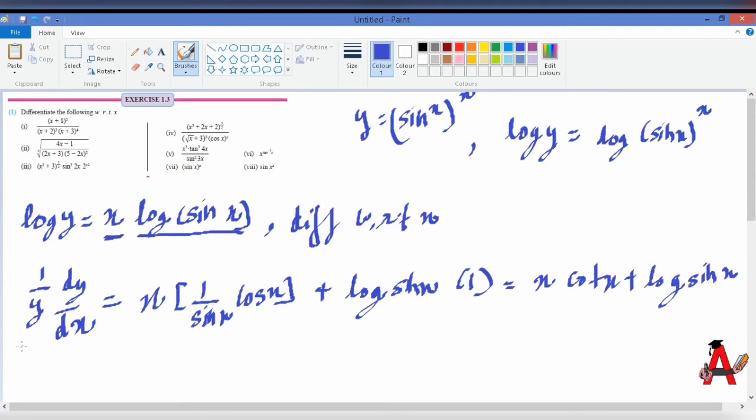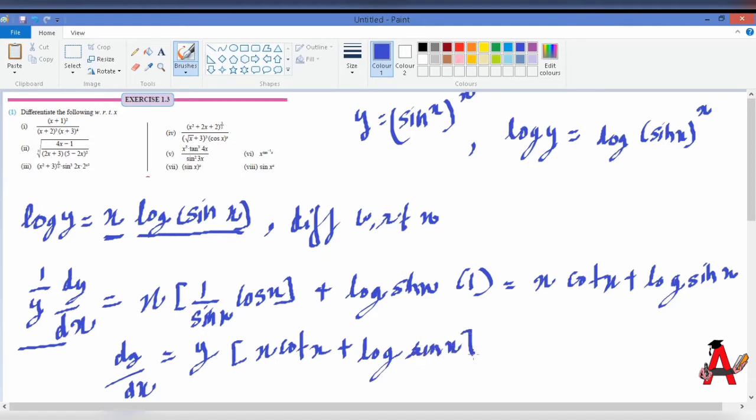Now this is 1 upon y dy by dx, remember to shift this y to that side. This will become dy by dx is equal to y into x into cot x plus log of sin x. This can further be written as, by substituting the value of y, sin x raised to x into x cot x plus log of sin x.